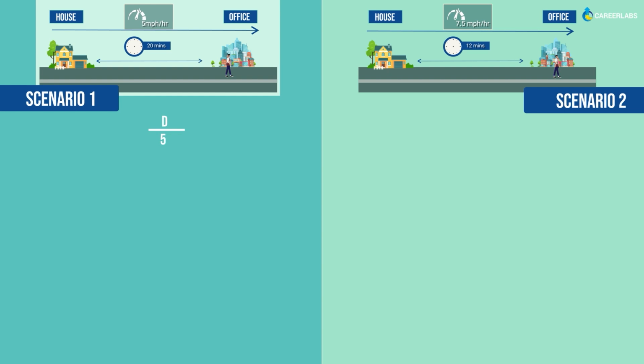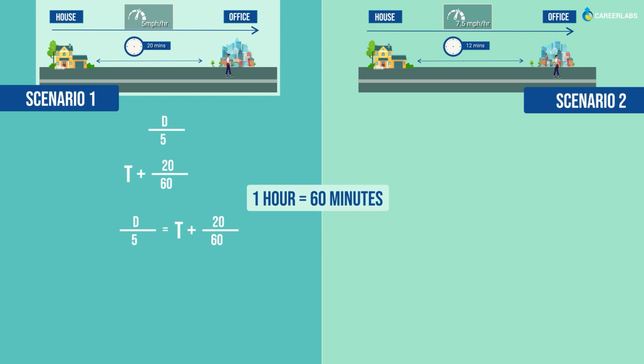So we can write the time taken as t plus 20 by 60. As he is late by 20 minutes, he will take more time, isn't it? Hence, we have used plus 20 here, and to convert minutes to hours, we have divided 20 by 60. We know that 1 hour is 60 minutes. Now the first equation would look like this: d by 5 is equivalent to t plus 20 by 60.